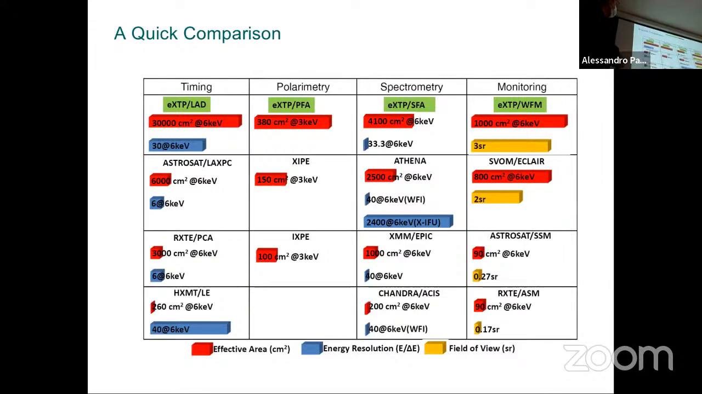Well, this is just a table. I think it's also a bit outdated, with different parameters. This is the wide field monitor. This is the effective area at 6 keV.